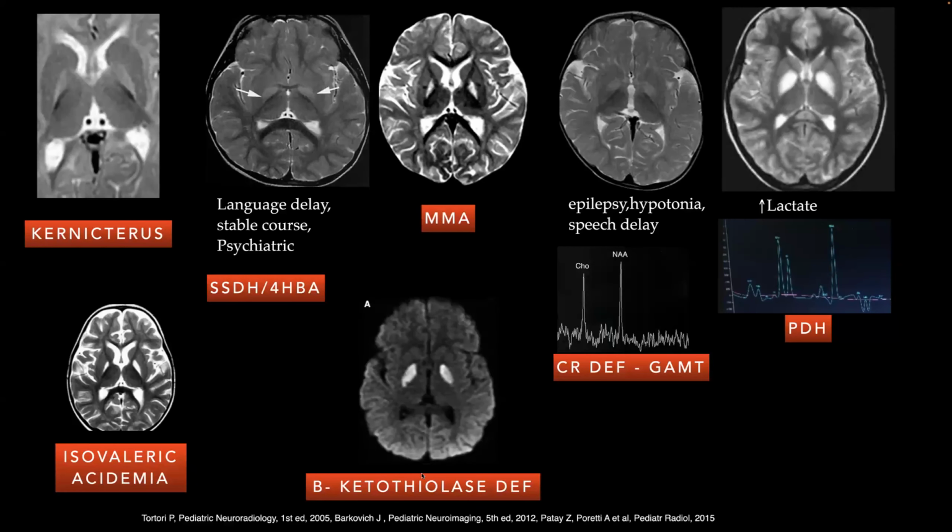Yeah, so Kirti, these are the differentials for the globus pallidus changes which you have seen. Organic aciduria, as I think Bulent has outlined, MMA is one of the most common disorders. Beta ketothiolase, again, another possibility. No lactate elevation, so PDH is not a consideration. Isovaleric acidemia also can have bilateral globus pallidus changes.